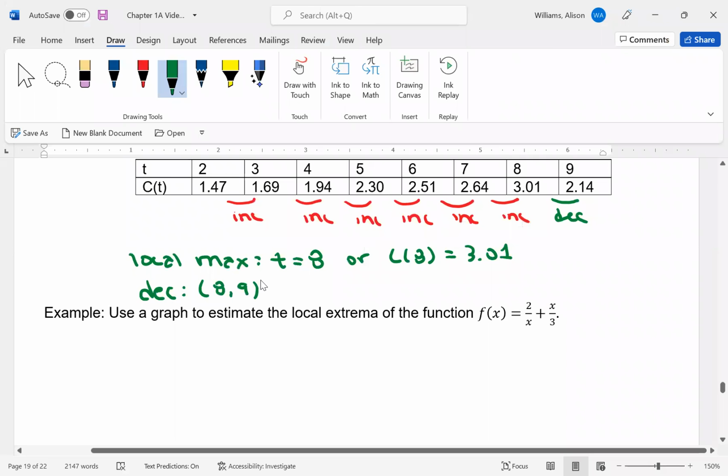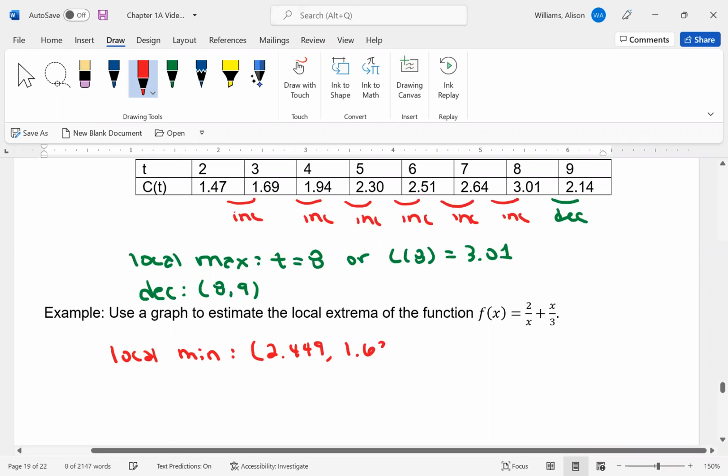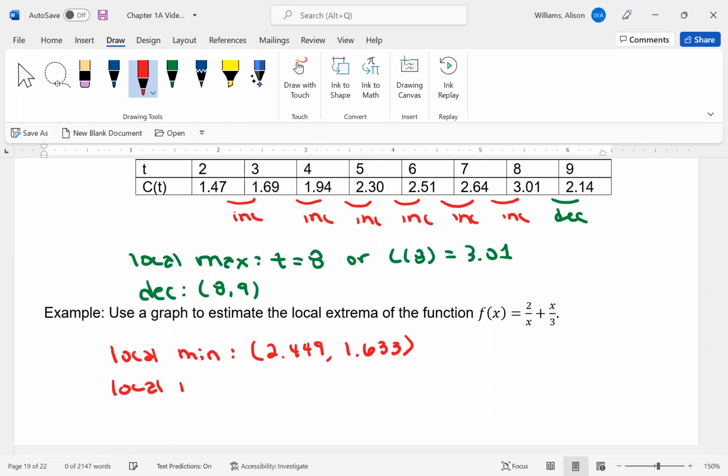So this is what I'd expect to see, or what you'll do on the homework, is then you'll indicate what those values are. So we had a local minimum at 2.449. And it was, sorry, let me switch back over to see what the value was, 1.633. And then a local max at the negative of this, 2.4, oh, I'm sorry, it should have been 99, and negative 1.633. And that's how you'd answer that question. You would just use a graphing program, and that's it.